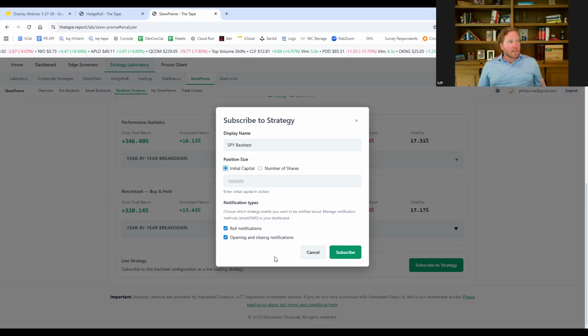But the main value proposition of the tape is that there is a lot going on with overlay strategies. We've seen that with a hedge roll strategy, with a hedged equity strategy, and with the accelerating strategy, the SkewPreme strategy. But staying on top of that is difficult. We're here to help. And that is the digital advisory that is the tape report.